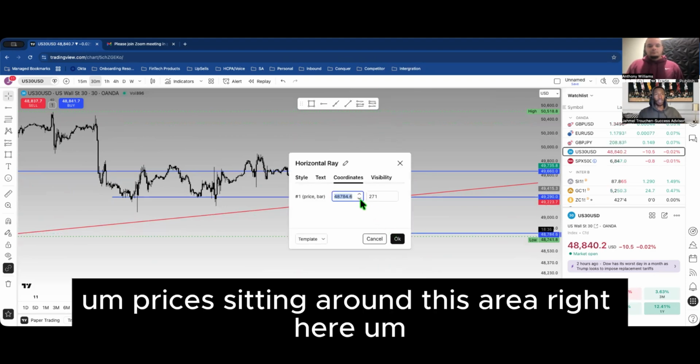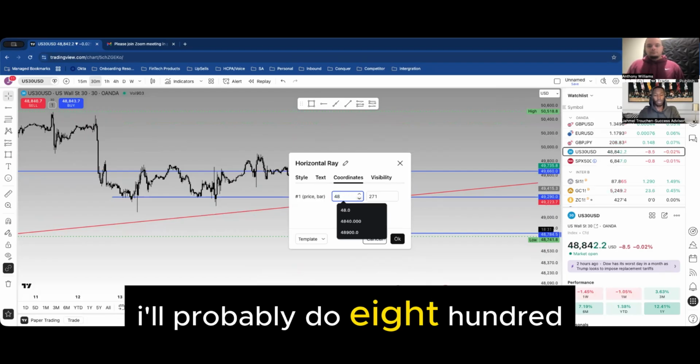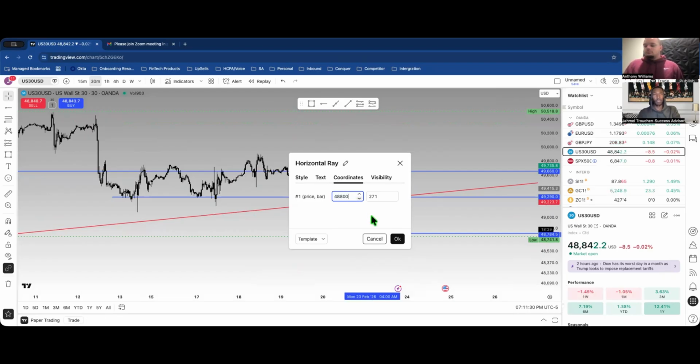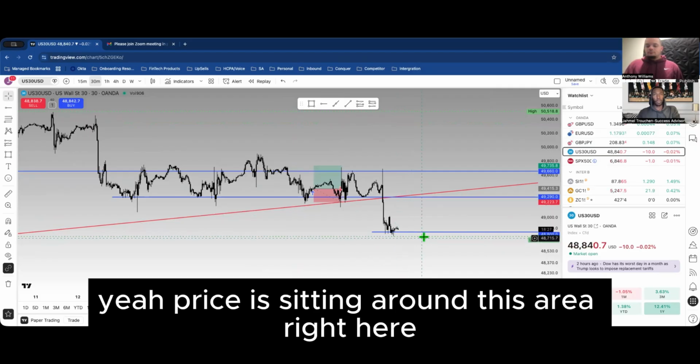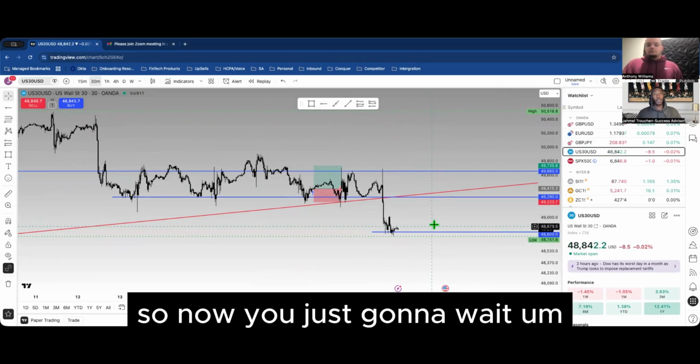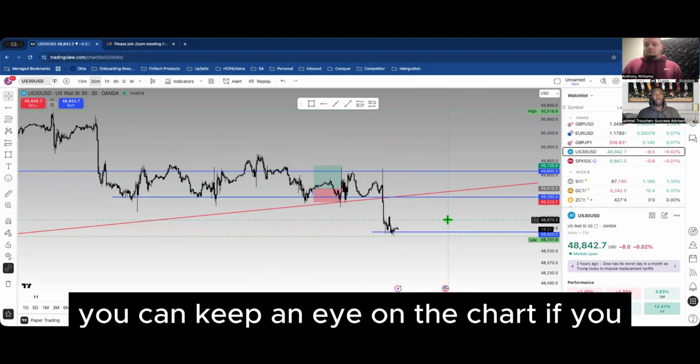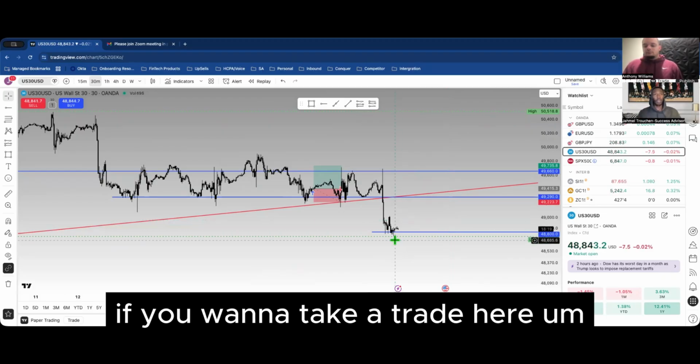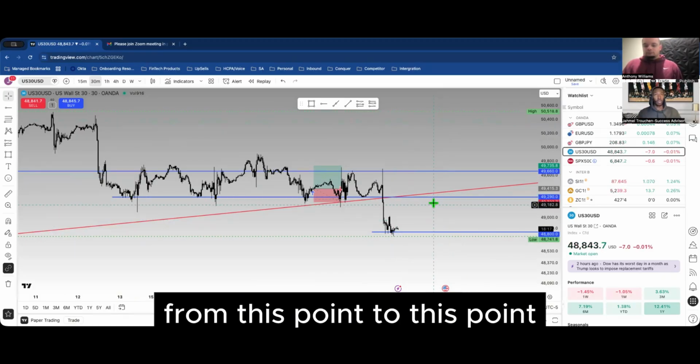price is sitting around this area right here. I'll probably do 800. So now you're just gonna wait. You can keep an eye on the chart if you want to take a trade here, from this point to this point.